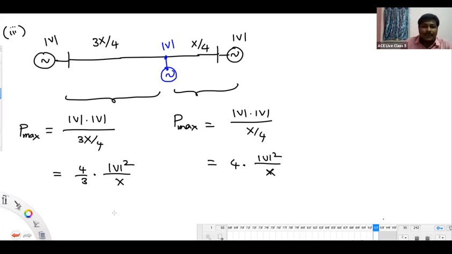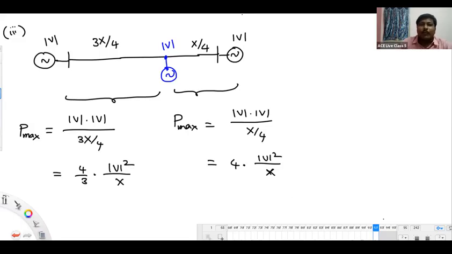Which P maximum should we consider among these two? First one or second one? Whichever is lower, that we have to consider. So the first one.